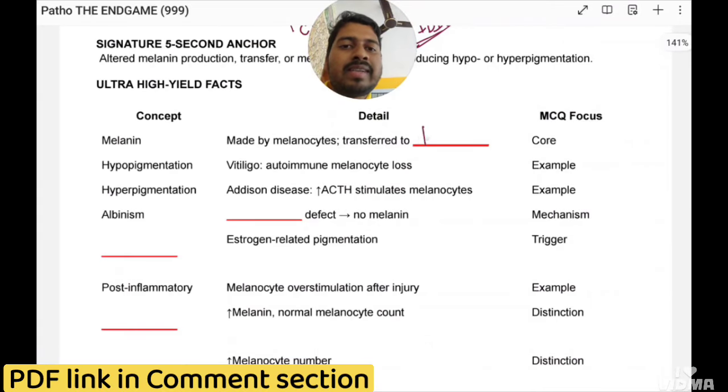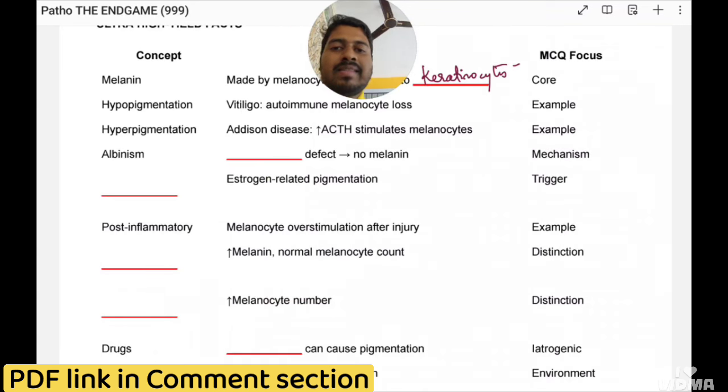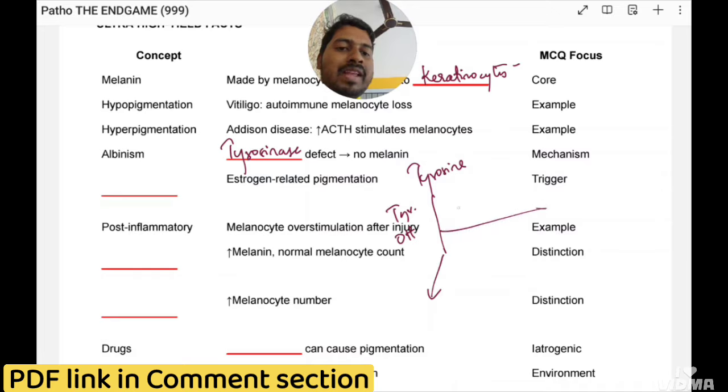Melanin is made by melanocyte, transferred to which cells? Keratinocytes, okay. Next, albinism is because of which enzyme defect? Tyrosinase enzyme defect. So this tyrosinase is different to tyrosine hydroxylase. Tyrosine hydroxylase is involved in the alkaptonuria pathway, okay. Tyrosine metabolism pathway. Starting product is tyrosine only. If it is tyrosine hydroxylase, then it goes through one pathway. If it is tyrosinase, then it goes through the melanin pathway, okay.